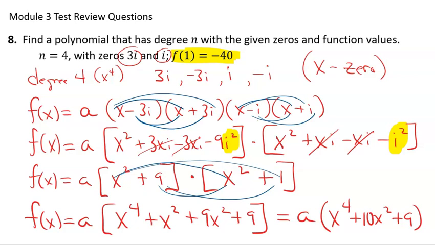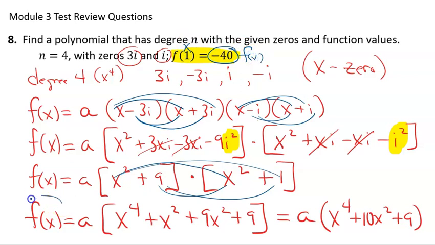No, I'm not. I'm going to go to the top of the page. I'm going to make this thing work. In blue now, I'm trying to find a. So what is this saying? It says when I plug 1 in for x, my 1 is going to be my x value, and negative 40 is going to be my f of x value.